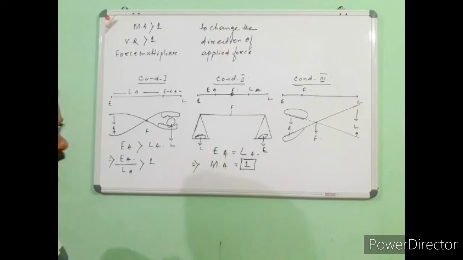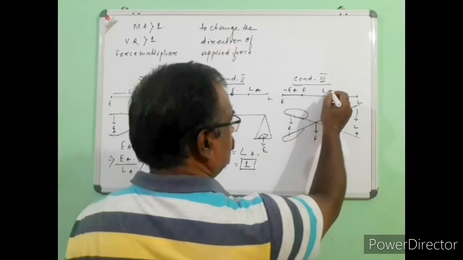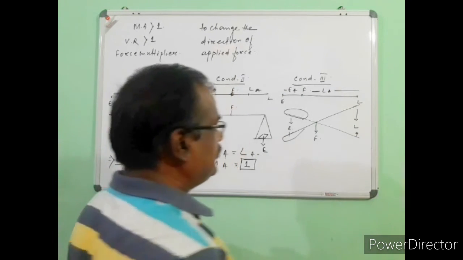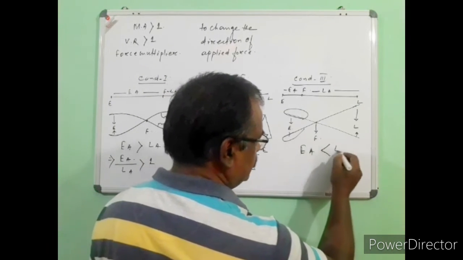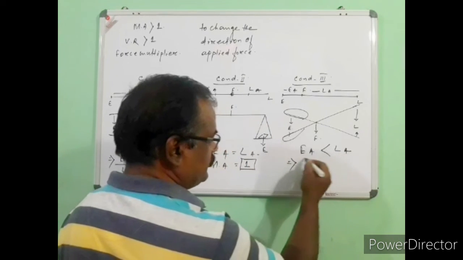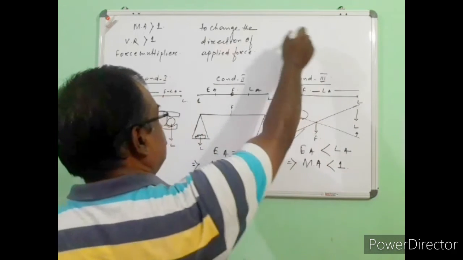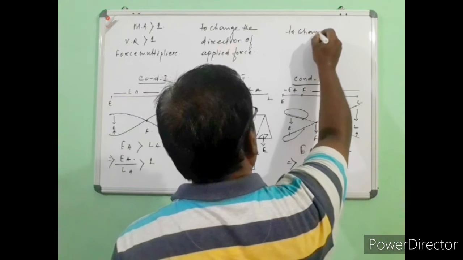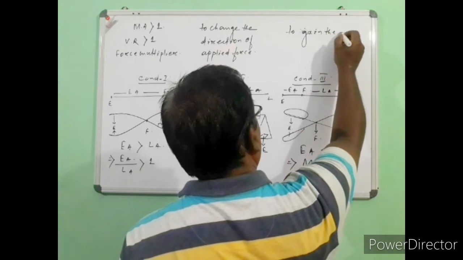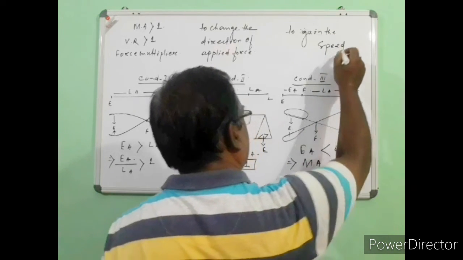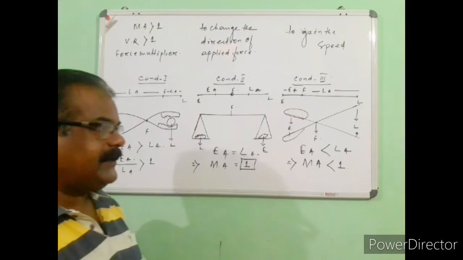Similarly, in condition number 3, we must have seen that this is your effort arm and this is your load arm. So load arm is quite bigger than the effort arm, or in other words effort arm is less than the load arm. So the ratio between these two, or the mechanical advantage, is less than 1, and this can be used to gain speed. Just imagine that a cloth can be cut by a pair of scissors very swiftly in comparison to an axe.